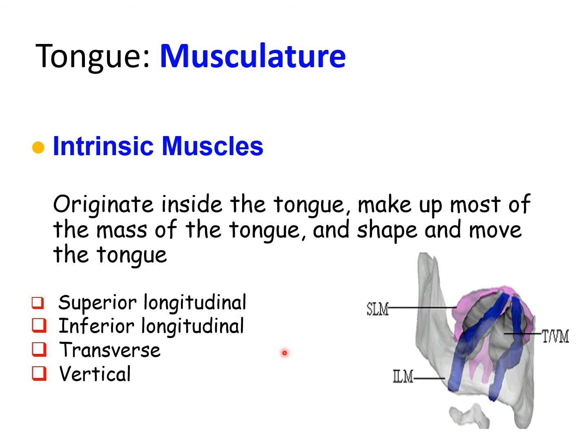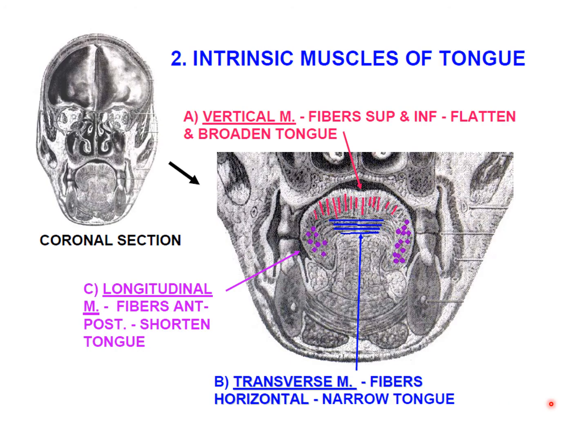with the extrinsic muscles. The recognized groups include the superior longitudinal muscle and the inferior longitudinal muscle fibers which run anteroposteriorly. Then you have the transverse group of muscle fibers which run horizontally, and finally you've got the vertical muscle fibers which run top to bottom. So this image provides a good view of the intrinsic muscles of the tongue and how they function.